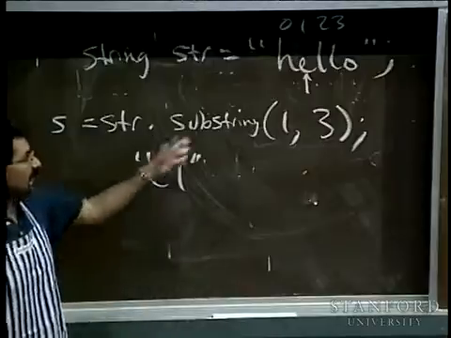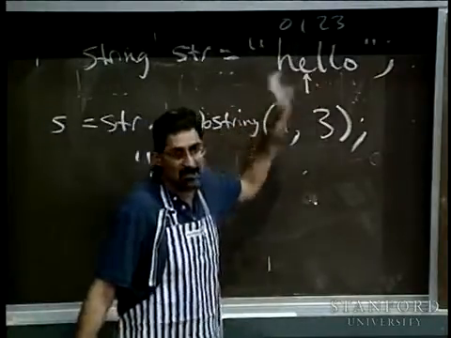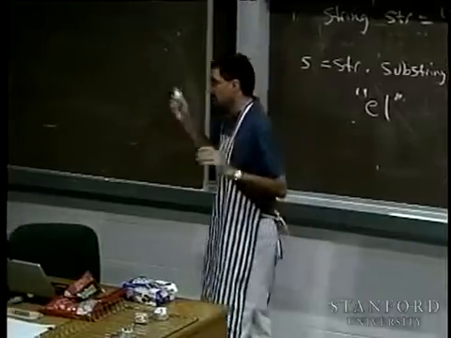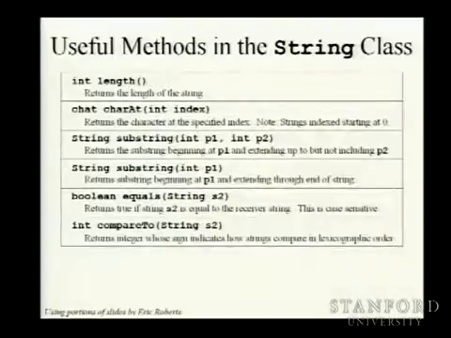There's a version of it that only has one parameter, and if you specify just one parameter, it says start at a particular location, give me everything to the end, because sometimes you want to do that. You just want to say give me everything from this position on to the end of the string. A couple other things. equals, you just saw. This lets you know if two strings are equal to each other.